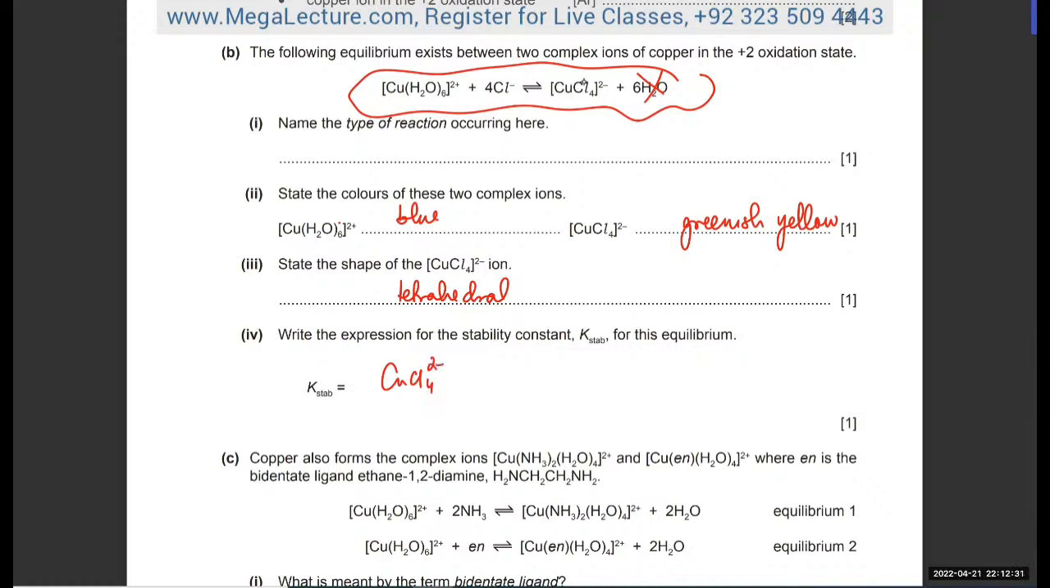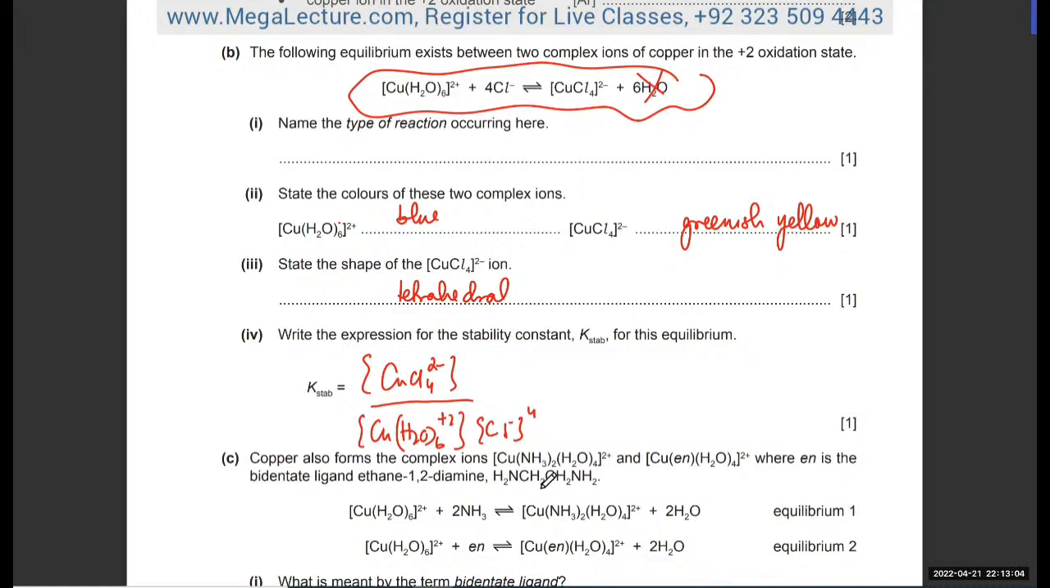2 minus concentration. Make sure when you do this, put the charge inside the bracket, because the square brackets represent concentration. So Cu with 6 water molecules, and you have a charge of +2, concentration, and you've got Cl minus 1, and that is to the power 4. So that's done.